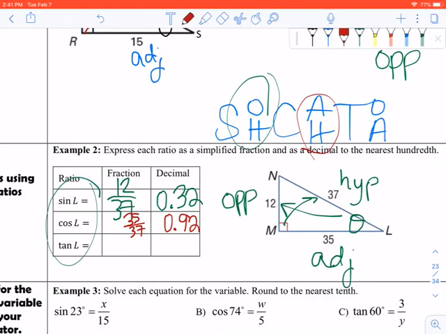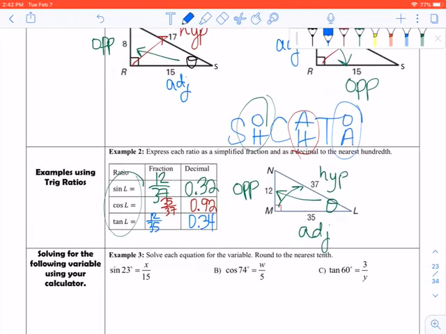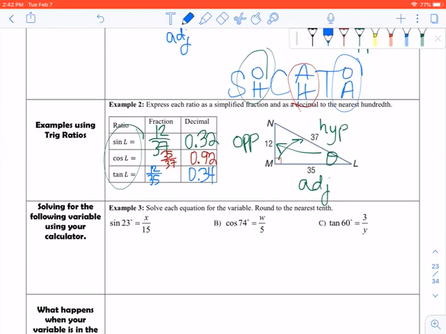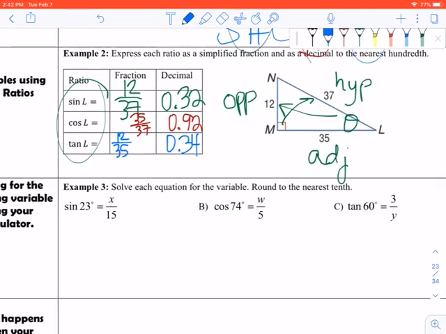Now the last one is tangent, and so that is opposite over adjacent. So opposite side is 12 over my adjacent side, which is 35. Again, cannot be simplified, but if it could, I would. And that would be 0.34 if I divide those numbers. Okay, so that's just how you write the ratio. Eventually we're going to use this to start solving for sides. So these are what our equations are going to look like when we start solving for the sides.